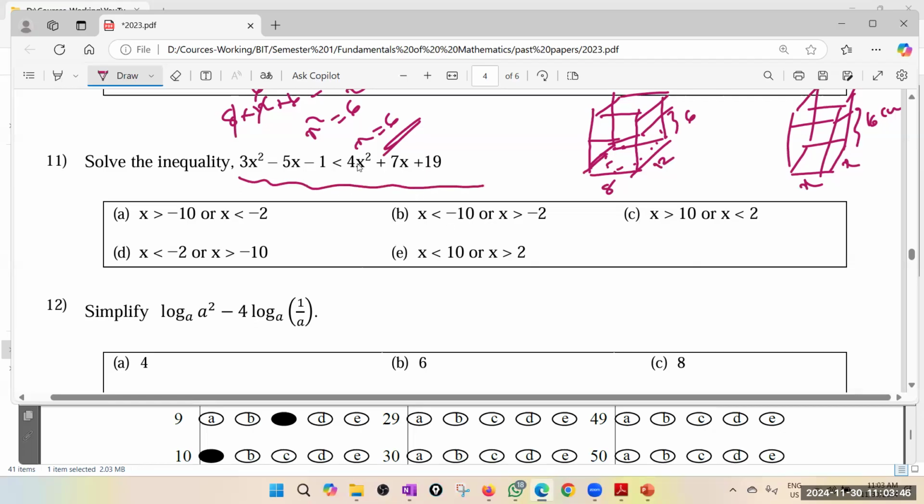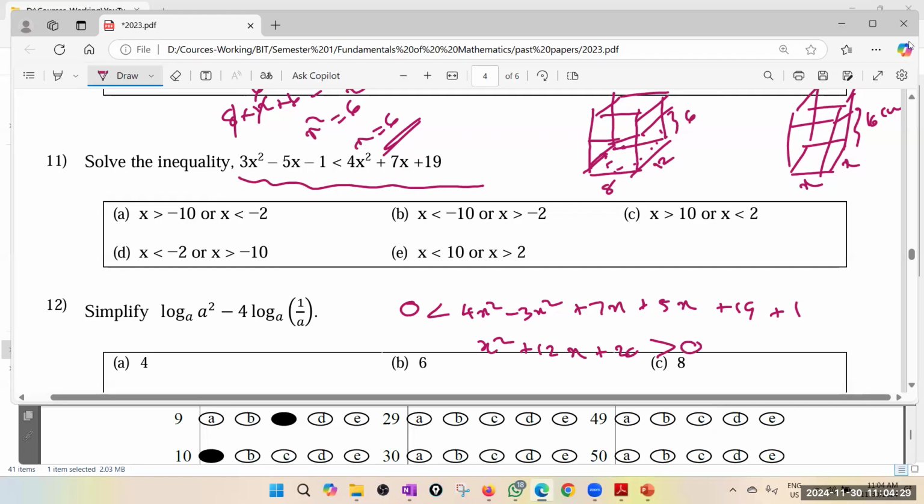Right. So I will take 3x squared to the other side. I will take everything to one side so that I get a quadratic equation. Okay. But I will keep that positive. 4x squared minus 3x squared plus 7x minus 5x also become plus 5x, plus 19 minus 1 will become plus 1. Okay. That is 4x squared minus 3x squared is x squared plus 12x plus 20 greater than 0. I just take it to the left side.